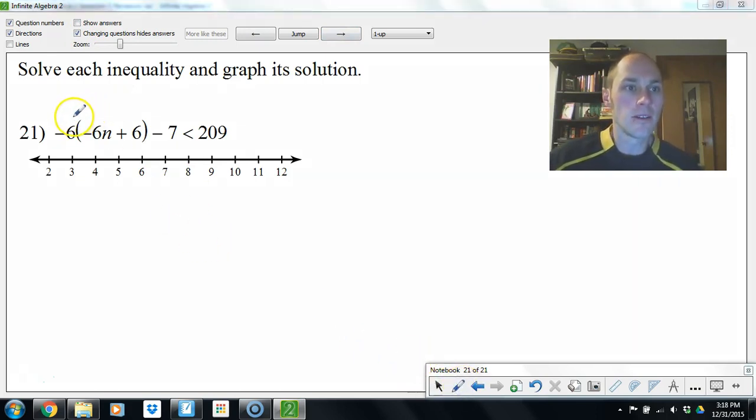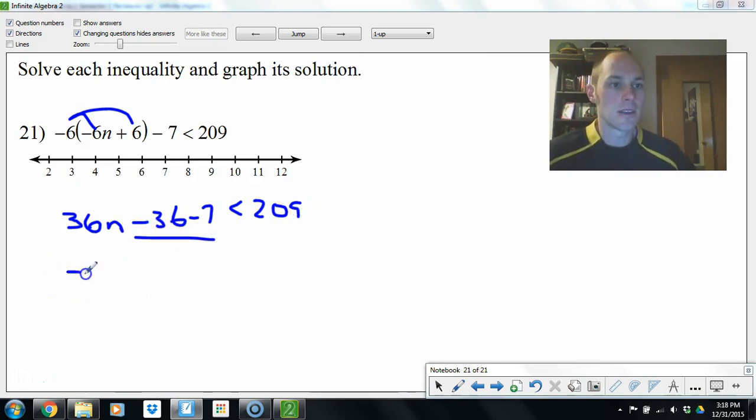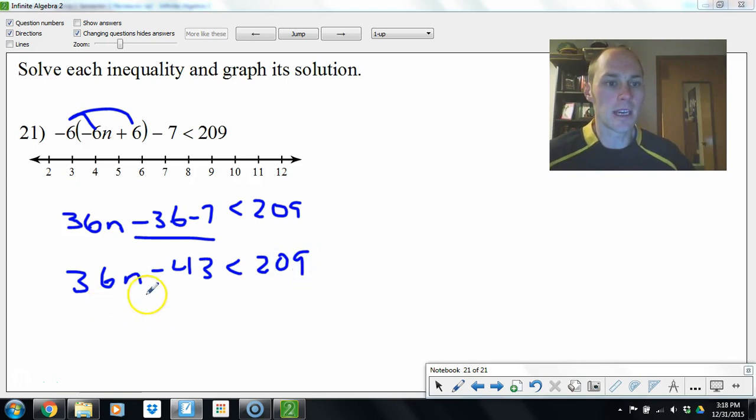Same thing. Let's get the n all alone. So let's distribute first. A negative 6 times a negative 6n is a positive 36n. Negative 6 times a positive 6 is negative 36. And then I've got negative 7 less than 209. So now I can combine like terms. 36n minus 43 when I combine negative 36 and negative 7. Always look for those negatives to the left of the term. And less than 209. Get the n's on one side, so add 43.